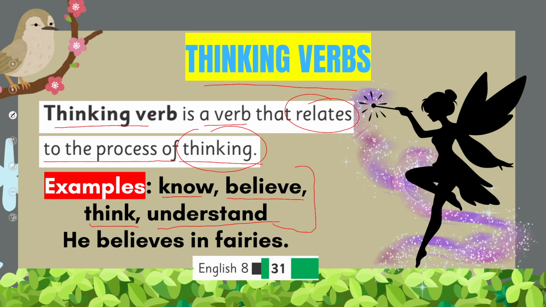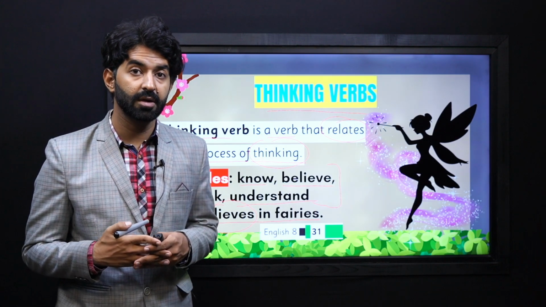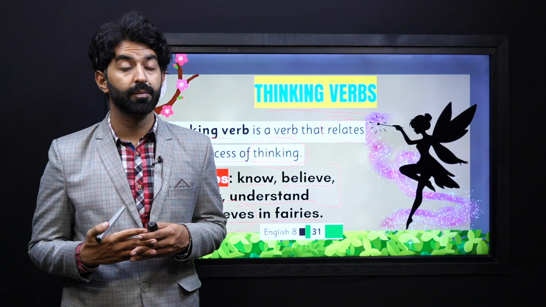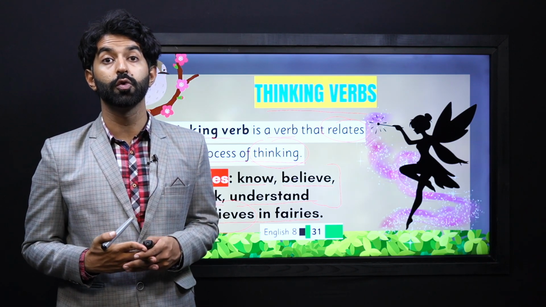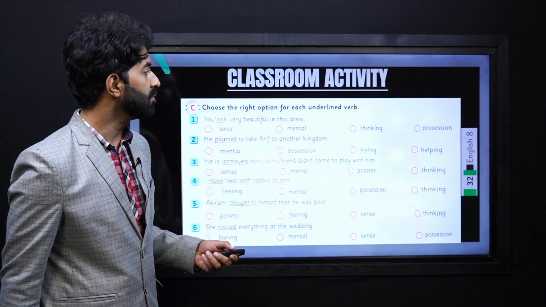For example, he believes in fairies. Now, the thinking verb over here is believe, because it is something that we have because we are individuals who think. So that's why it's a thinking verb.